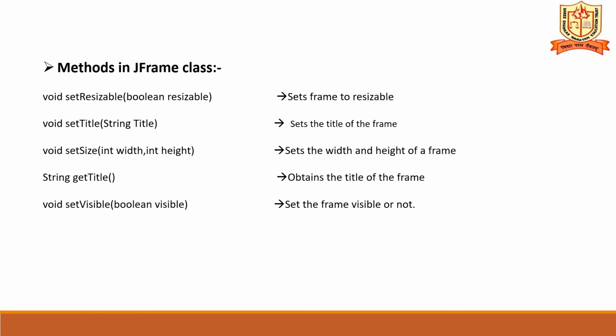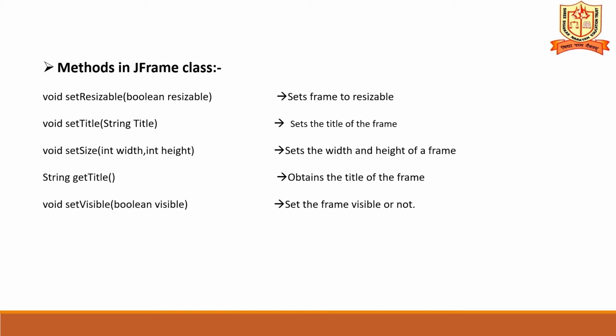Now we will see the methods in the frame class. The first method is void setResizable. You have to pass the boolean parameter that sets the frame to resizable. Next, void setTitle. You have to pass a string as a parameter and that sets the title of the frame. Next is void setSize. It has two parameters, width and height, and that sets the width and height of the frame.